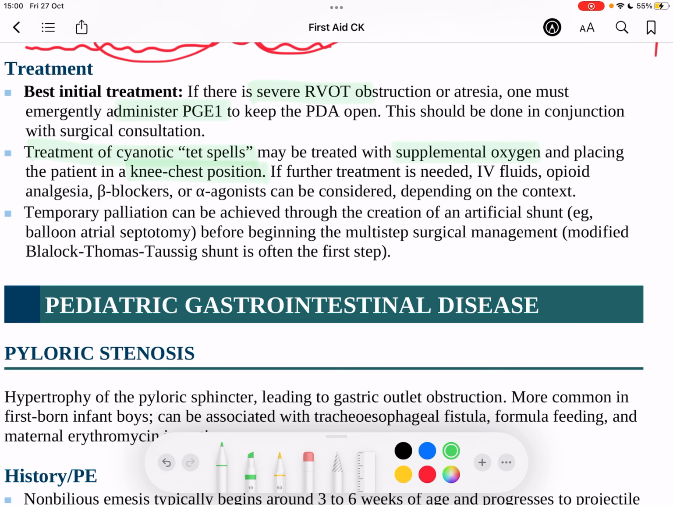If that does not resolve the symptoms and we need further treatment, we can give IV fluids, opioid analgesics, because they're very painful, beta blockers, and alpha agonists. The alpha agonists are going to increase my systemic vascular resistance and help reverse the shunt.